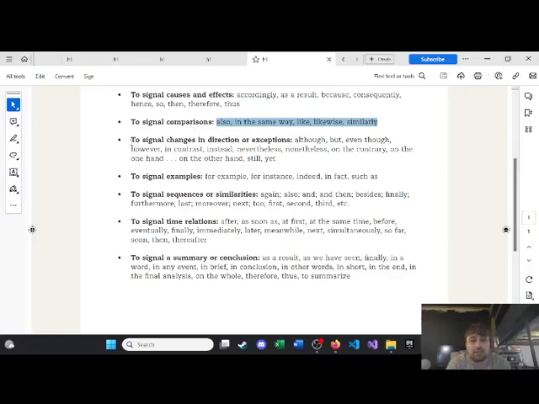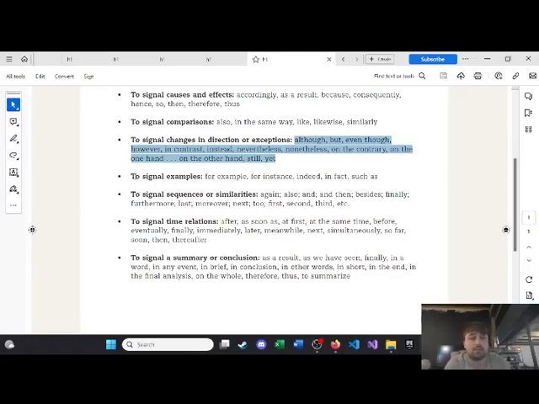We also might signal changes in direction or exceptions. So what are some examples? So we have although, but, even though, however, in contrast, instead, nevertheless, nonetheless, on the contrary, on the one hand, on the other hand, still, or yet. So just like comparisons, you might want to signal difference, exception. So you move from one topic that's going one direction, and then say, well, you know, that's true, but this. That's true. Nevertheless, there's also this exception, right?